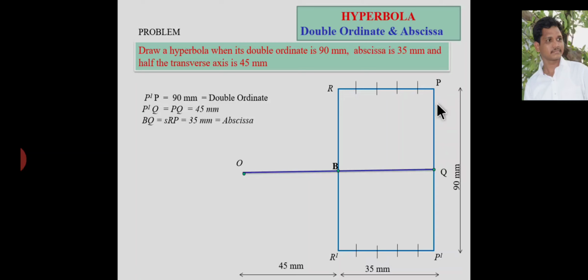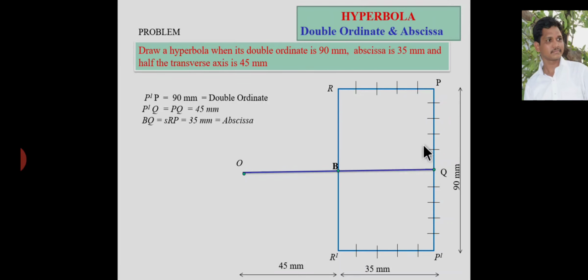Now divide this vertical line into the same number of equal parts. From here to here the length is 45 mm, 45 by 5 parts, that is 9 mm. Each part is 9 mm. Similarly, divide this vertical line into the same number of parts, 9 mm each.